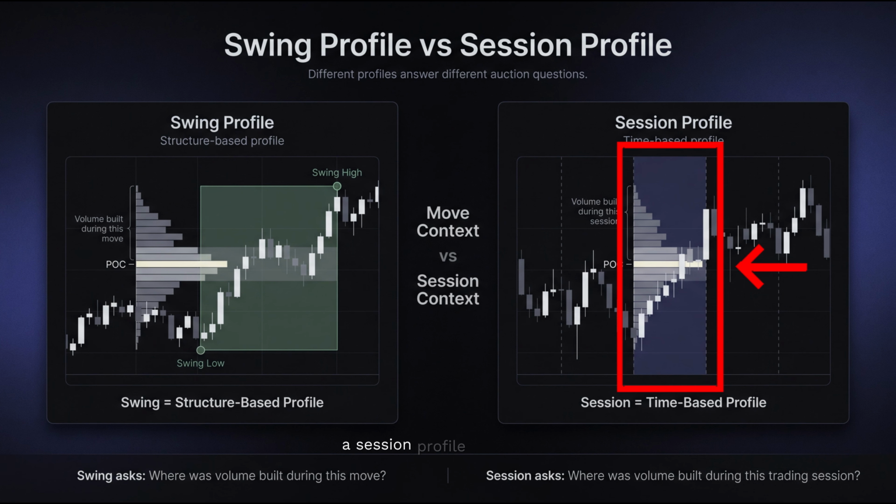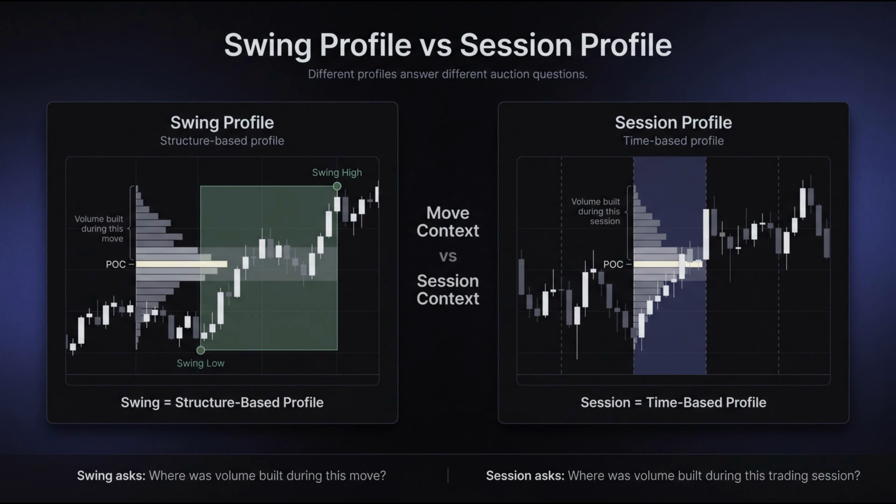A session profile is different. A session profile starts a new profile every trading session. This is better for intraday traders who want to understand where volume formed during the current or previous session. So the difference is simple. Swing profile answers where was volume built during this move. Session profile answers where was volume built during this trading session.